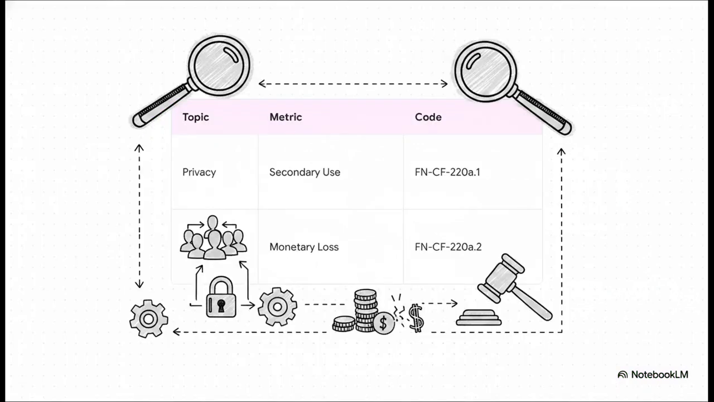Our focus today zeroes in on two really strict quantitative metrics. Code 220A.1 requires you to report the exact number of account holders whose information is used for secondary purposes. And then Code 220A.2 demands that you quantify the total amount of monetary losses resulting from legal proceedings tied to customer privacy. So no fluff here, just hard numbers.